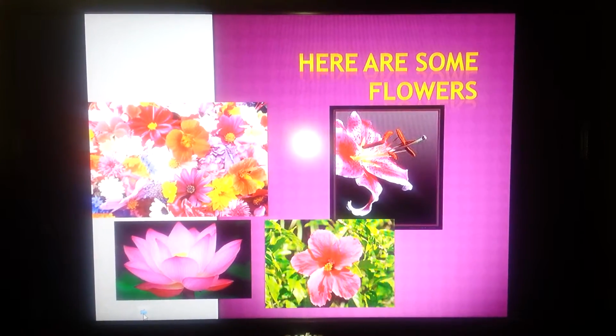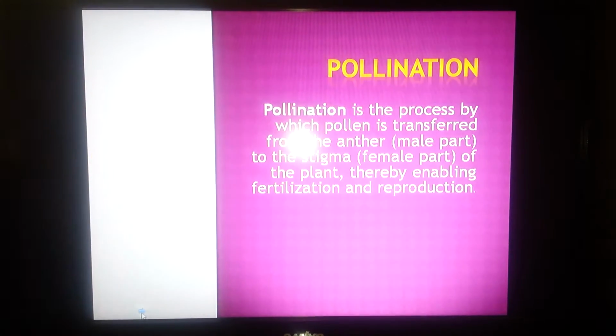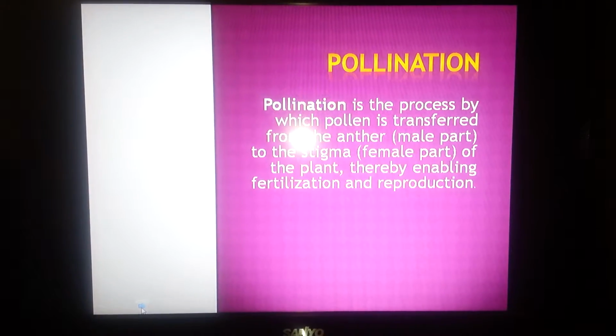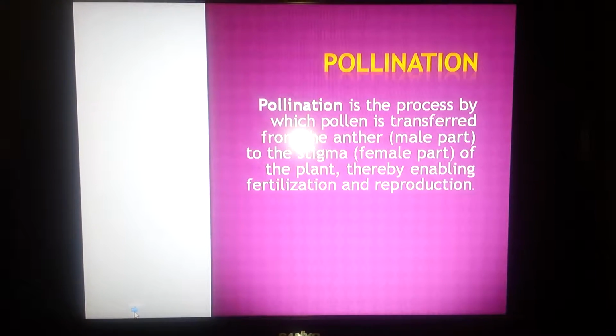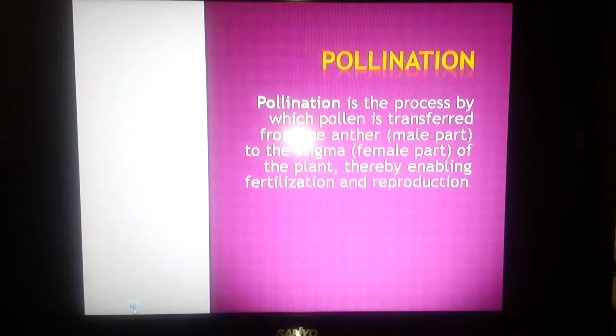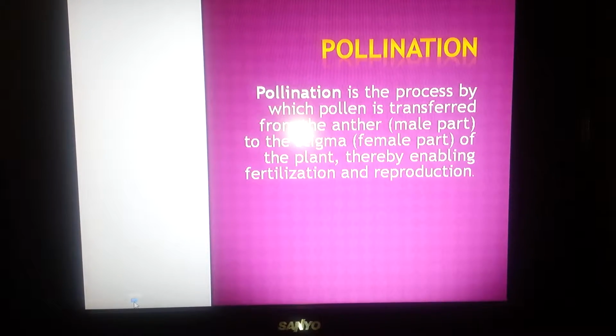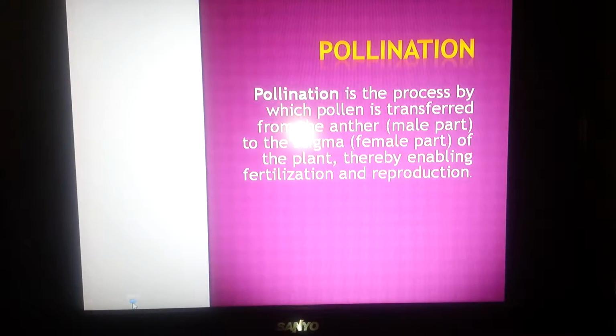Here are some pictures of some flowers. Pollination is the process by which pollen is transferred from the anther, the male part, to the stigma, the female part of the plant, thereby enabling fertilization and reproduction.